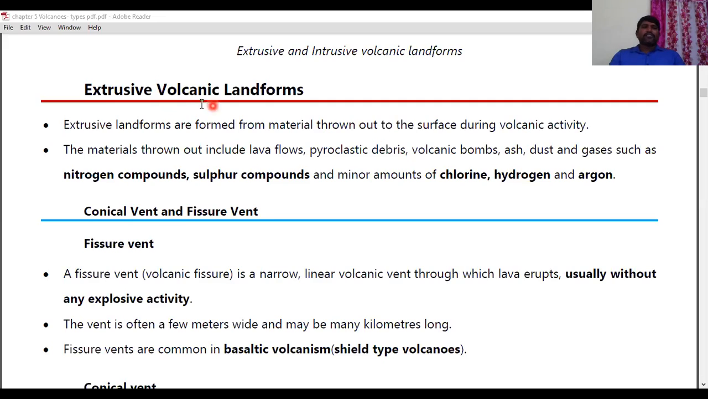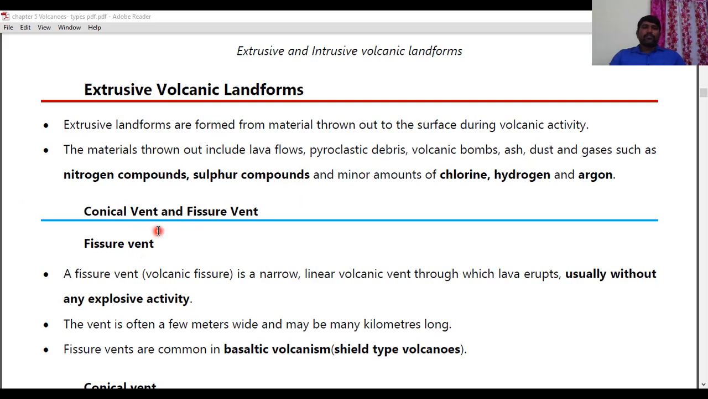Now let us discuss about the extrusive volcanic landforms. Extrusive volcanic landforms are formed from material thrown out to the surface during the volcanic eruption. The materials that are thrown out include lava flows, pyroclast debris, volcanic bombs, volcanic ash, volcanic dust, and volcanic gases such as nitrogen compounds, sulfur compounds, and minor amounts of chlorine, hydrogen, and argon, etc.